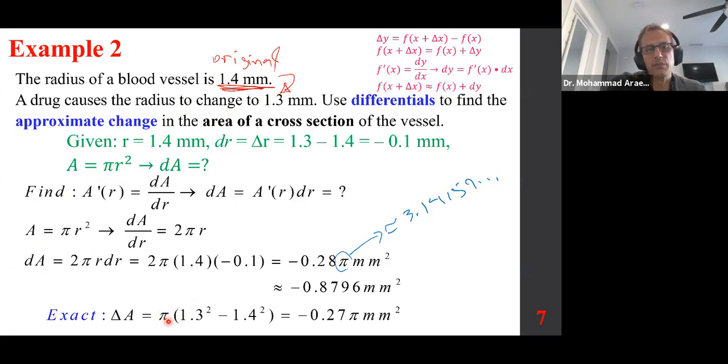I have factored out the pi. The product of these two is the new area. The product of these two is the old area. Their difference is what we are interested in. And take a look at this one with the pi, and this one with the pi, and see how close they are. Because negative 0.1 or positive 0.1 makes no difference in this case, it is fairly small compared to r, which is 1.4. Therefore, the two numbers are very close. Okay, that's how it works.